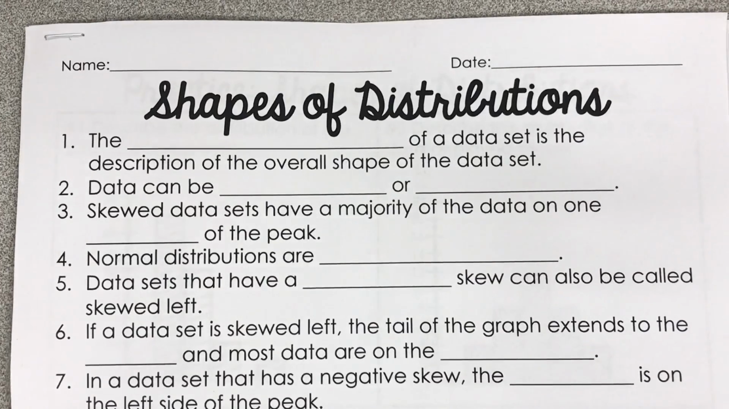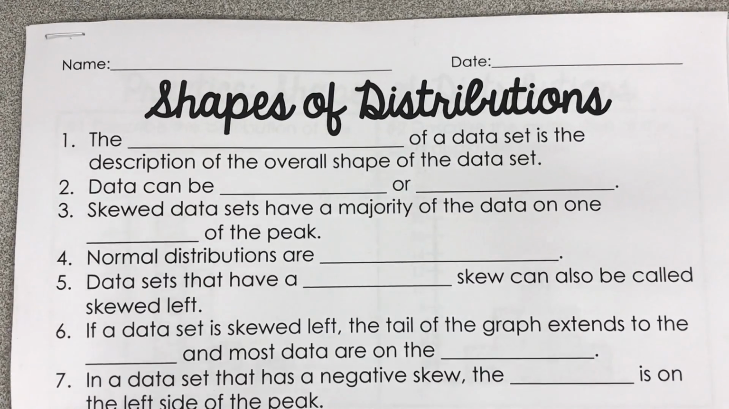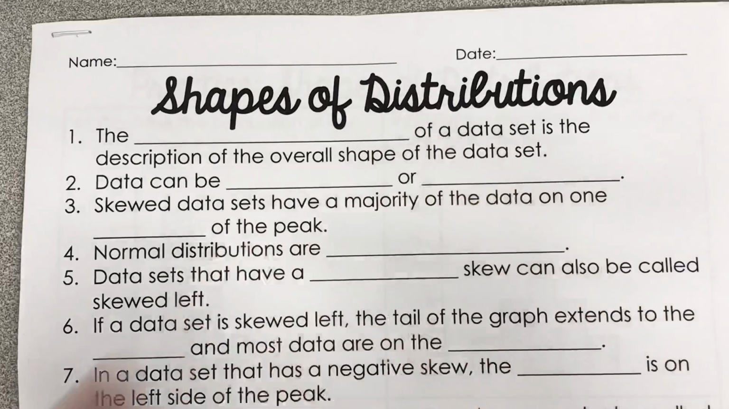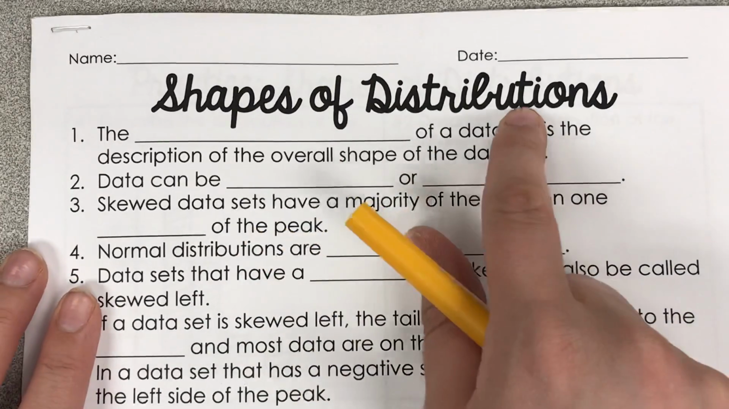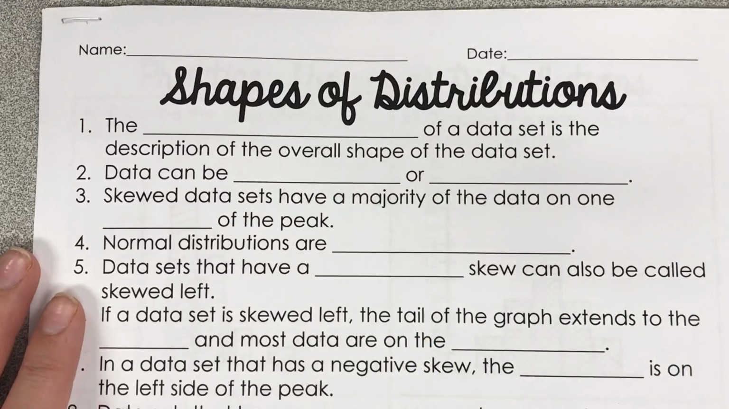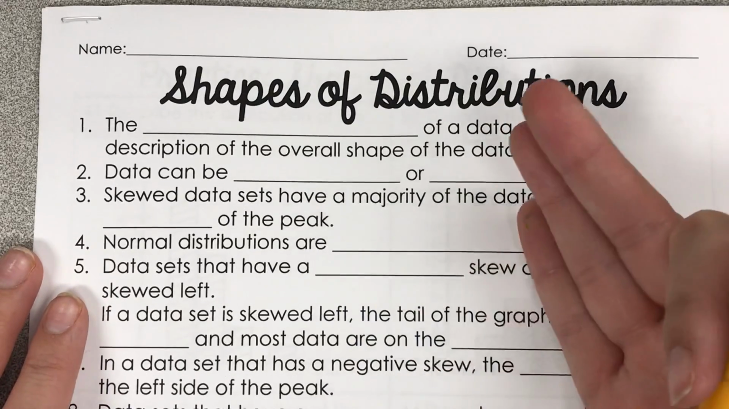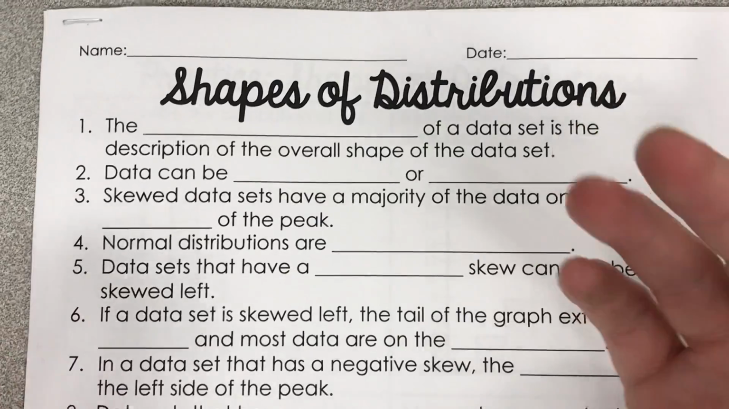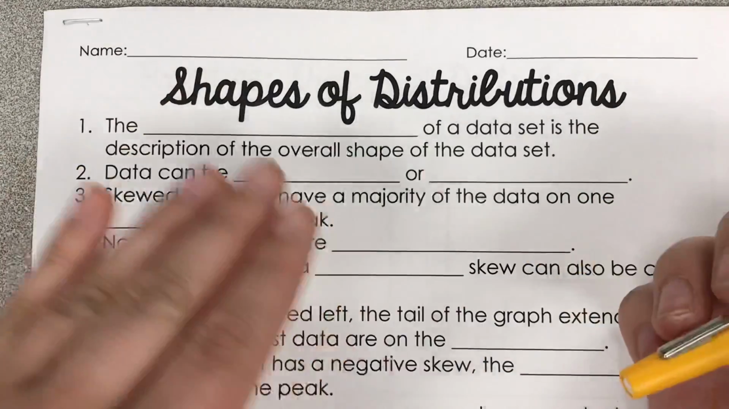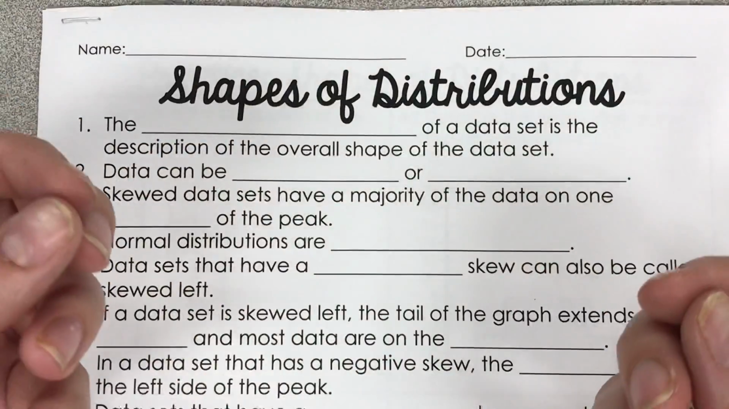Hey, sixth grade, make sure you are on this page of your notes where it's titled Shapes of Distribution. So it's not talking about the distributive property, because I know that this sounds very similar to that, but we're talking about stem and leaf plots, histograms, line plots, dot plots. We're looking at shapes of data to see what that can tell us.